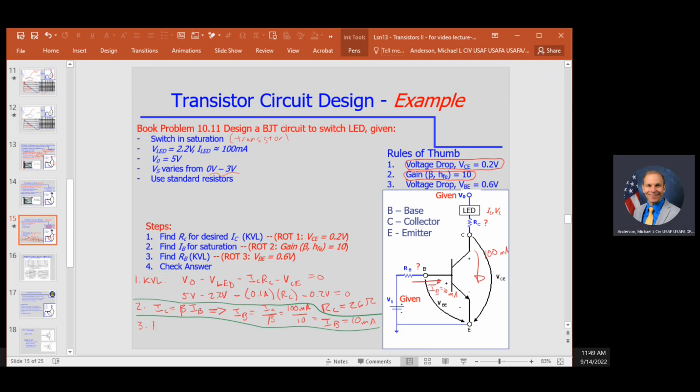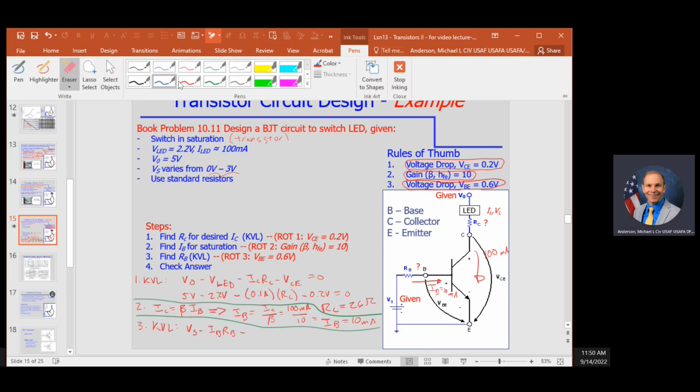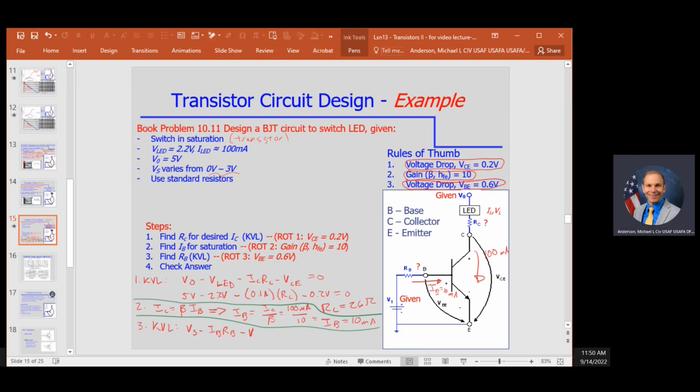So again, we use my favorite technique, KVL. So we have Vs minus base current times base resistor minus the voltage drop from B to E. That's our third rule of thumb. So substitute in 0.6 volts. Actually, I was going to leave this generic here, and then we'll sub stuff in later. So this is VBE equals 0.